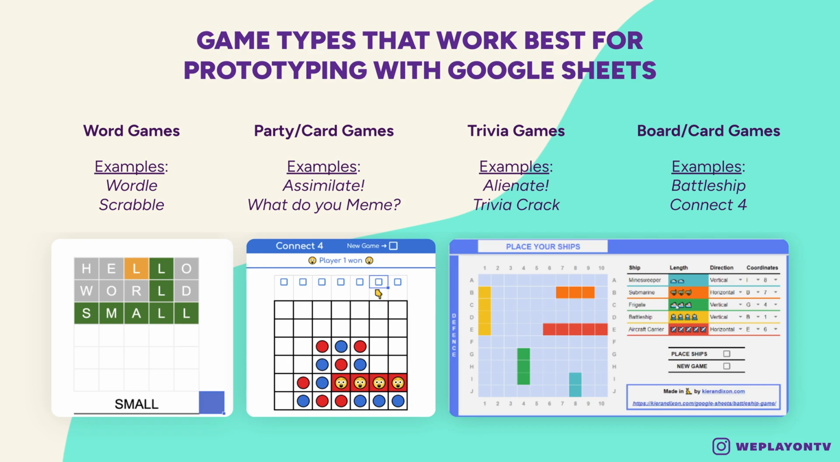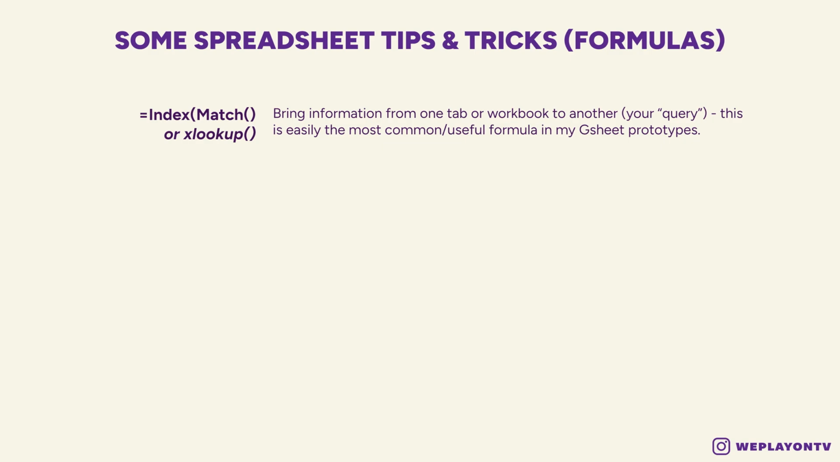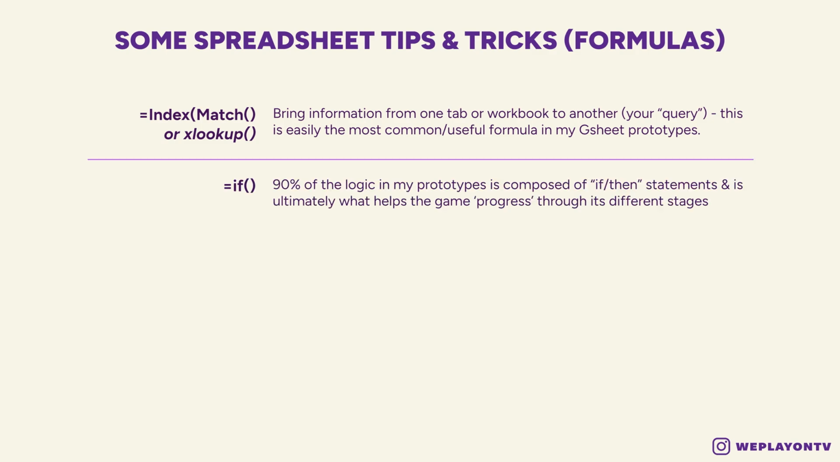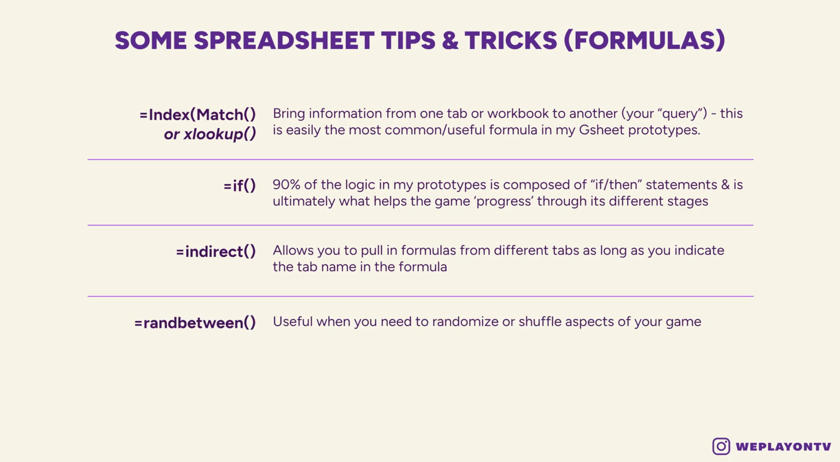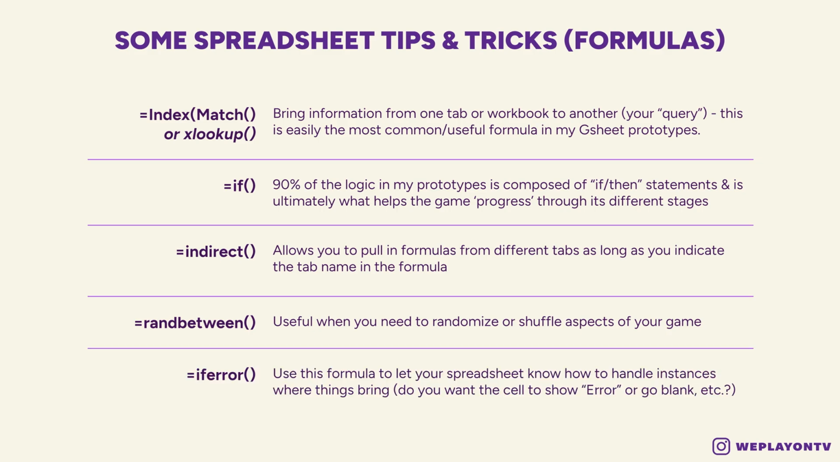Now, if you are creating a prototype in a Google spreadsheet, here are a couple formulas that I found very effective. Index match or XLOOKUP are the same idea, that you're ultimately pulling information from one part of a workbook to another. This is without question the most commonly used formula that I use in my spreadsheets, my prototypes. If statements comprise 90% of the logic for most of our games, so you're definitely going to need some if statements in there. Indirect formulas will allow you to pull information from different tabs, even if they have different tab names. This becomes helpful when you have player 1, player 2, and so on and so forth. You're not having to recreate everything all the time. And then IFERROR helps you identify when things break and keep things clean when they do.